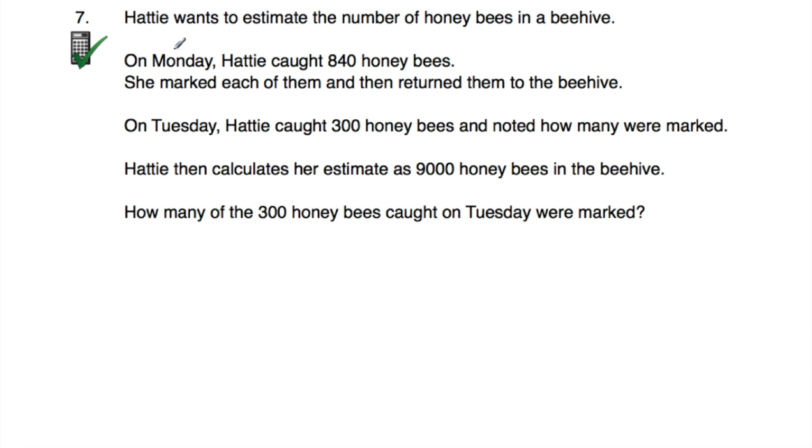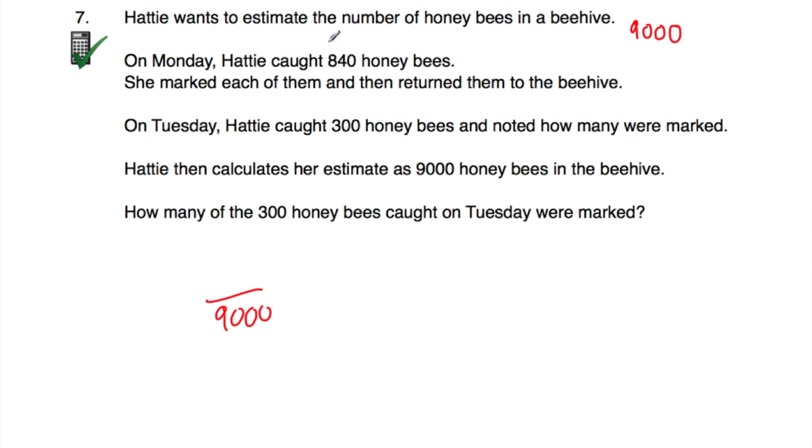Okay, let's have a look at question number 7. So question number 7 says, Hattie wants to estimate the number of honeybees in a beehive. And on Monday, Hattie caught 840 of the honeybees, and she marked each of those honeybees and returned them to the beehive. And then on Tuesday, Hattie caught 300 honeybees and noted how many were marked. Hattie then estimates that the number of honeybees that live in the beehive is 9,000. How many of the 300 honeybees that she caught on Tuesday were marked? So in other words, on her second visit on Tuesday, how many were marked? So her estimate for the total number of honeybees in the beehive is 9,000. So that means that there's 9,000.